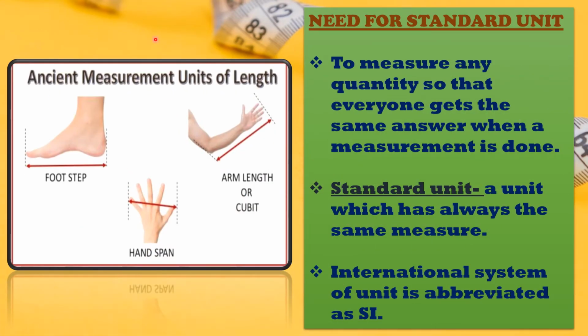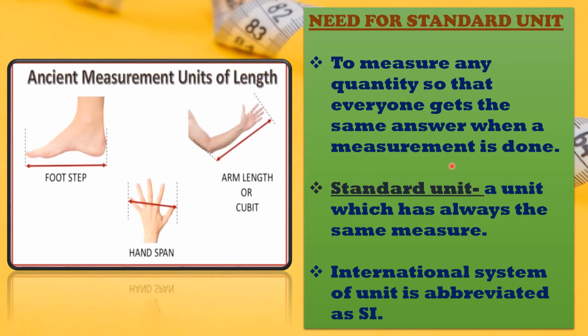History of measurement. In olden times, the length was measured using non-standard units like foot span, hand span, arm length or cubit. This technique does not give the proper measurement. So, there was a need for standard unit. We need standard unit to measure any quantity so that everyone gets the same answer when measurement is done.